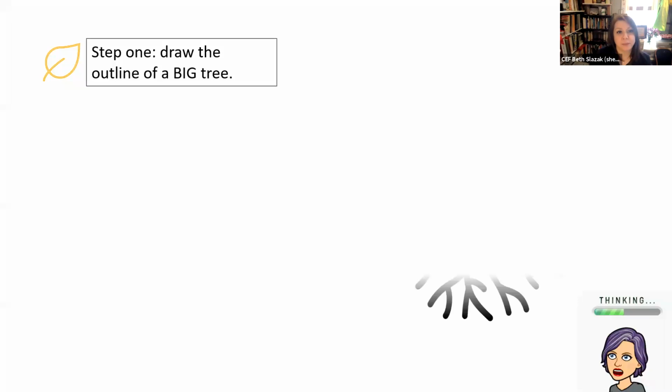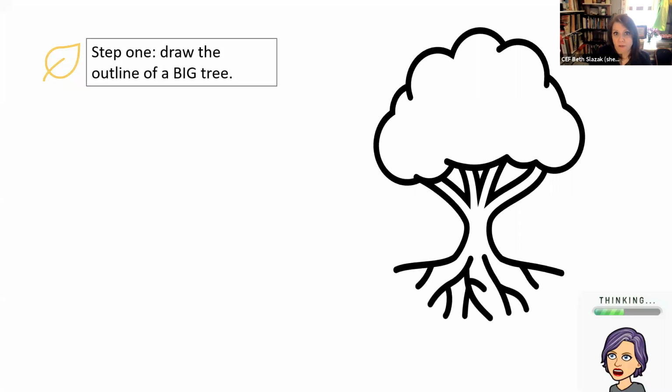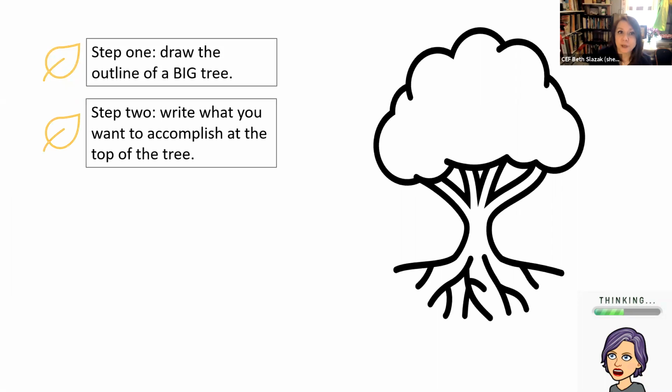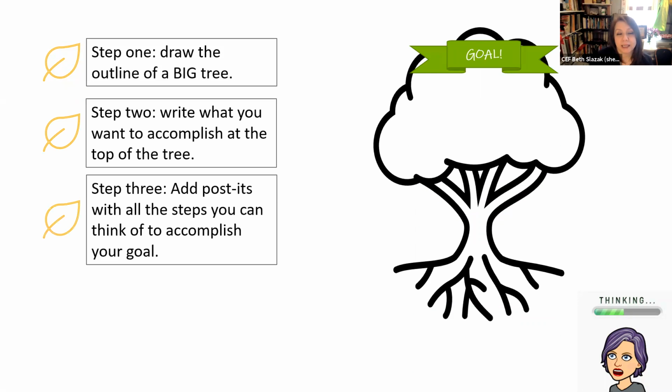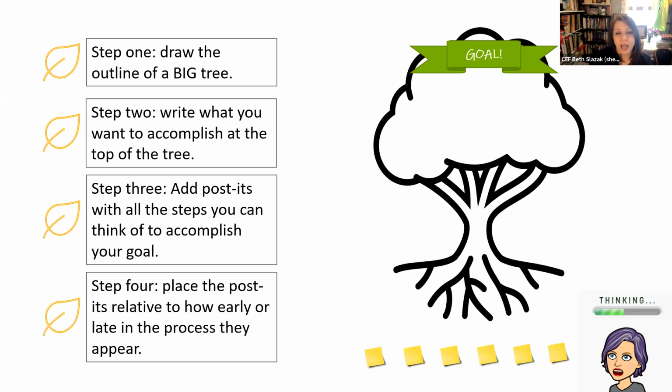Step one is simply draw the outline of a big tree. Step two, write what you want to accomplish, your end goal at the top. Then just fill a bunch of Post-its with all of the steps that you need to accomplish that goal. And finally, start placing those relative to how early or late in the process they should appear.